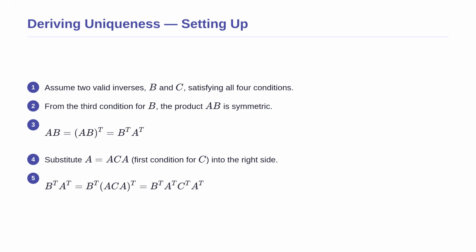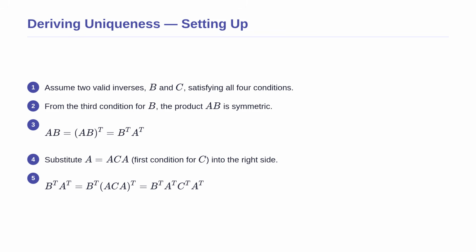Now that we have defined the Penrose conditions, let us prove a beautiful property. The Moore-Penrose inverse is always completely unique. We are setting out to show that no matter what, there is only one valid inverse. We start with a clever trick. We pretend there are two different valid inverses. Let us call them B and C. Our goal is to prove they are actually the exact same matrix.